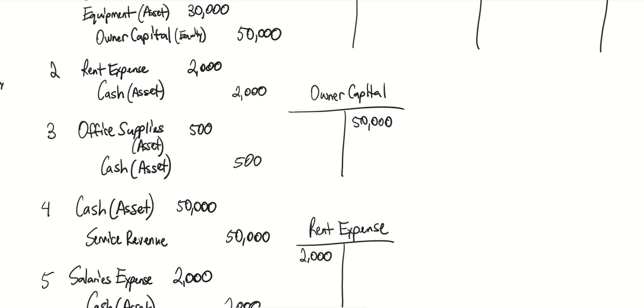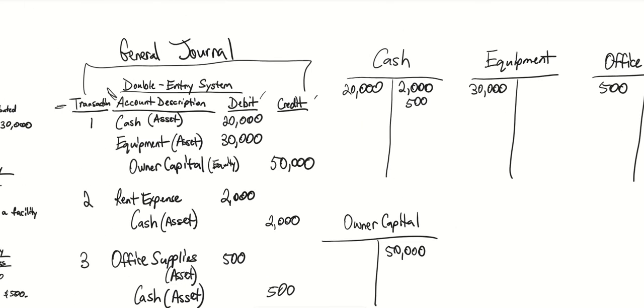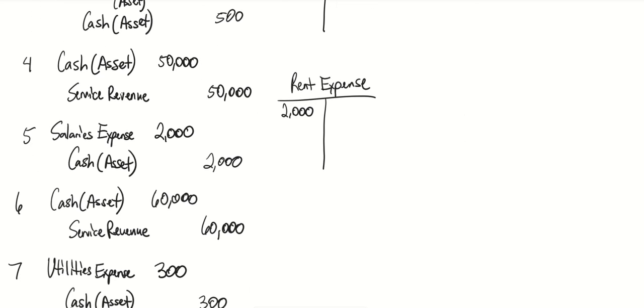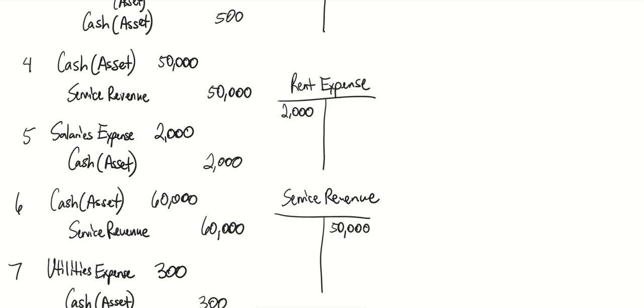Transaction number 4. We got a $50,000 debit balance for cash. So 50,000 is going to go on the left side of the T account. Then service revenue has a credit of 50,000, so I'm going to put service revenue down here. And it's going to be $50,000 on the right side of the T account. Okay, we're done with transaction 4. Transaction 5, salaries expense of $2,000. That's a debit. So create a T account for salaries expense.